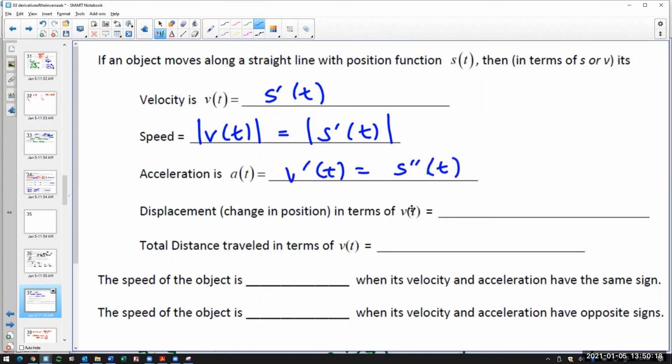These two, I'm going to give you some better formulas in the future. The speed of the object is increasing when velocity and acceleration have the same signs, and guess what it's doing when velocity and acceleration have different signs? Decreasing, okay? And we are done. Look at all that you know. Look how many blanks you have filled in.